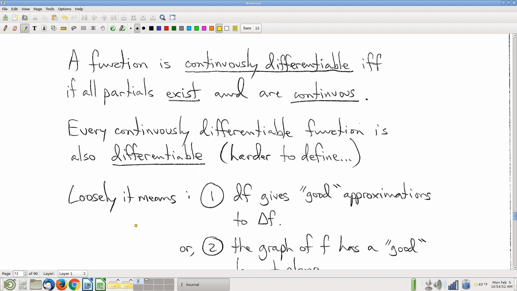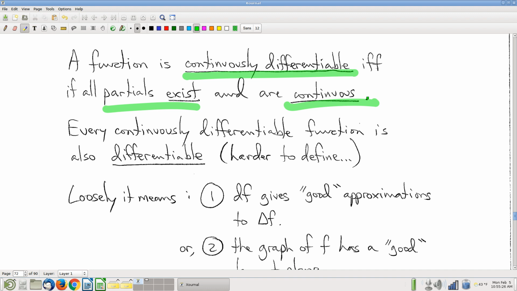So here's what you do need to know for sure. You need to know what it means for a function to be continuously differentiable. And the good news is that it means exactly what you would hope. The single variable notion of continuous differentiability, well, it's got to be differentiable, so the derivatives have to exist, and those derivatives have to be continuous. It's exactly the same thing in multivariable. I need for the partial derivatives to exist, and I need for them to be continuous. So nothing that different here.